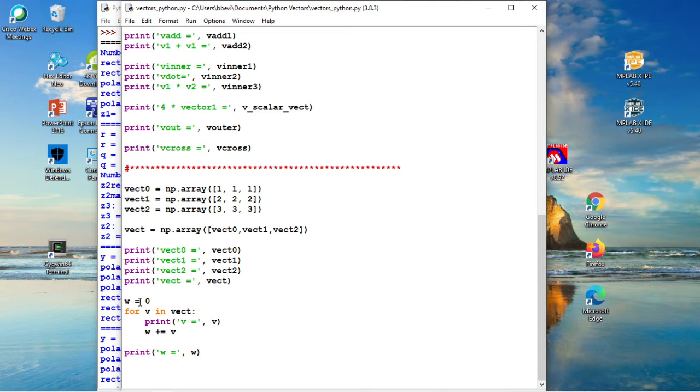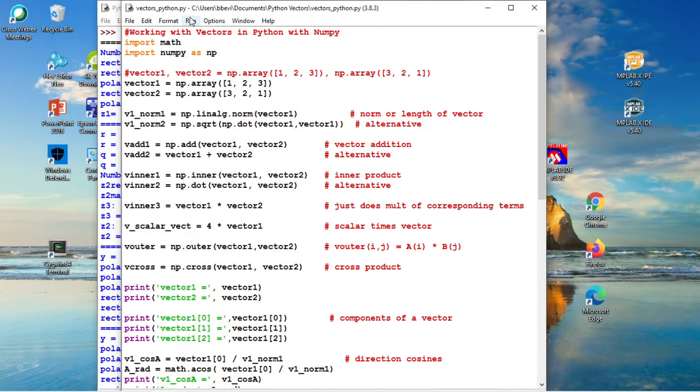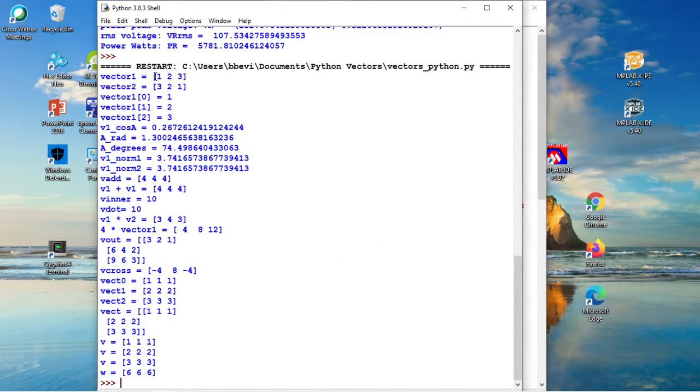And here I'm using a little for loop. For each vector in vect, and there are these 3 vectors, I print it, and then I just add all 3 of these vectors together into W and print that out. Okay, so this is just a simple thing. So let's go ahead and run it. And there are the results.